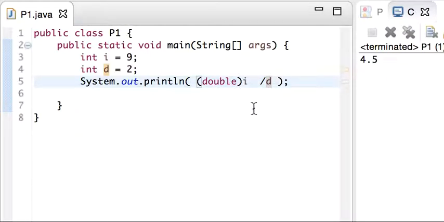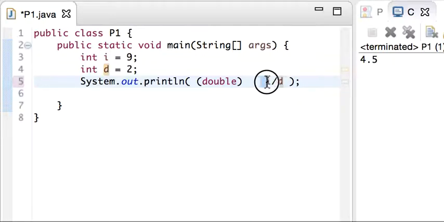By the way, if I do this, some of you may think that 9 divided by 2 is 4, and then if you typecast it, shouldn't it be 4.0? The answer is no, because this typecast applies to the closest operand, the closest number, which is I. So this double typecasts I only, not I divided by D.